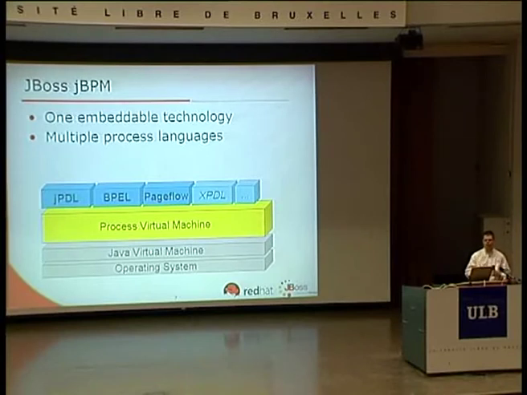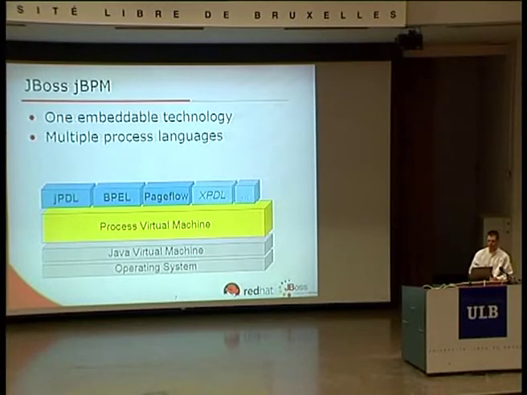So we already have been able, for these three languages, to build them on the same core technology, the process virtual machine. And we're now starting work on XPDL, which is another standard in the area for business process management, and building it on top of the same. This is pretty unique, because in the Java landscape, you have no other BPM or workflow engine that is able to support more than one language.